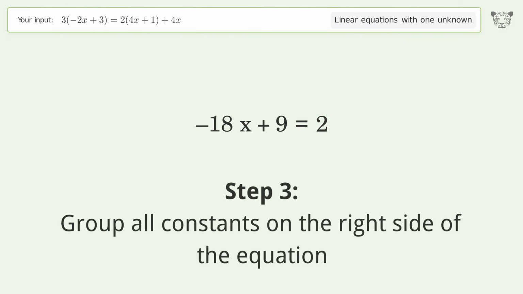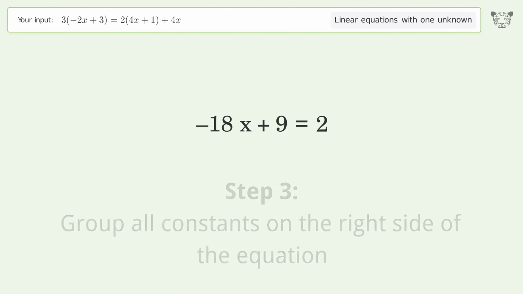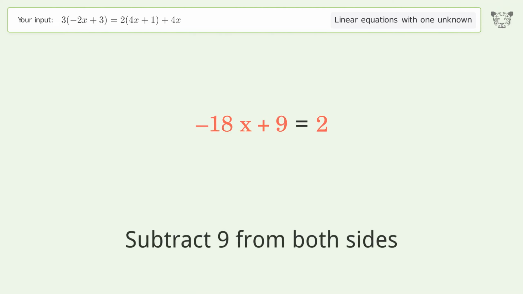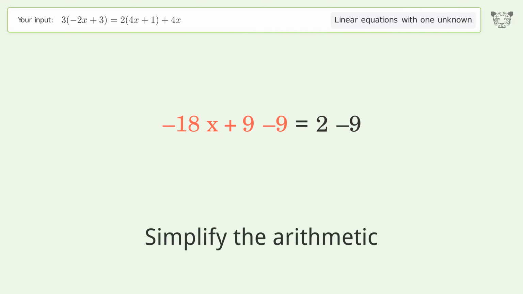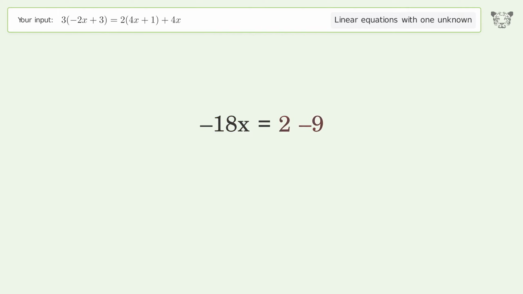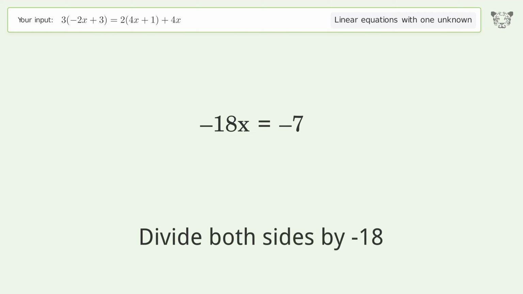Group all constants on the right side of the equation. Subtract 9 from both sides. Simplify the arithmetic. Isolate the x. Divide both sides by -18.